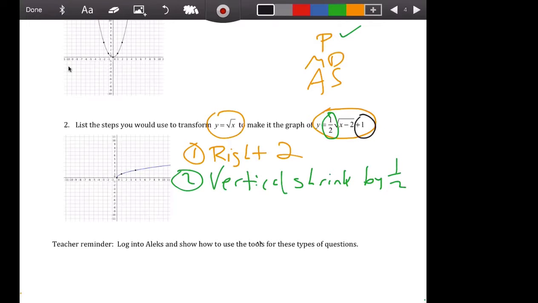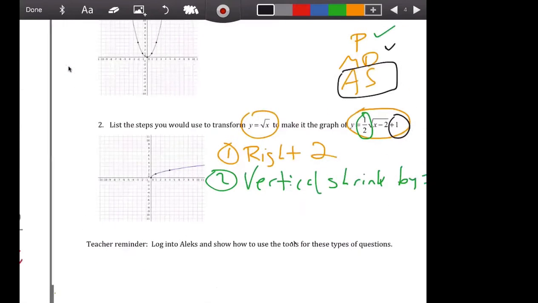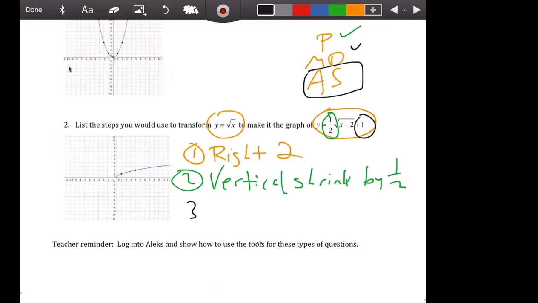Now, finally, there's a +1, adding and subtracting. So we did the multiplying. All right, so now the adding, subtracting. Now, again, the adding here is outside of the grouping symbol. So because it's outside, we are going to go either up or down. Now it's a plus, so we're going to translate everything up 1 unit. Okay, so now here's the teacher reminder.